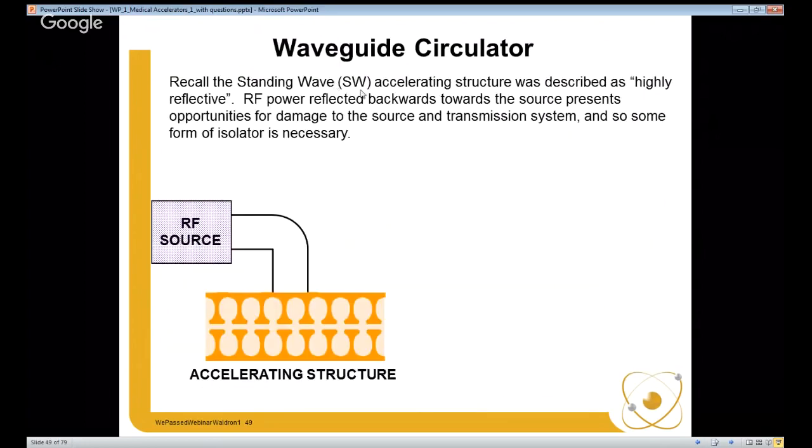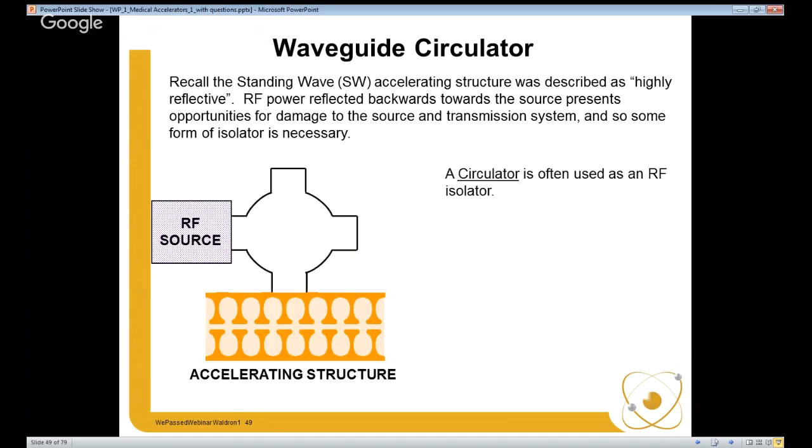Another device I need to speak about is a waveguide circulator. If we talk about the standing wave accelerator as highly reflective, a large fraction of the power we send to that thing is reflected backwards towards the source. Now, that's not a very good thing because that means we're going to have standing waves occurring in our transmission waveguide, which is already close to maximum electric field capacity. And we don't want that happening. So we have a device we call a circulator.